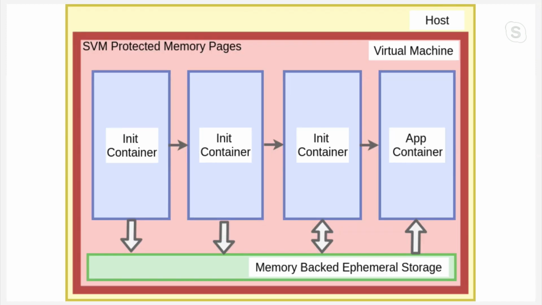So going back to the earlier flow, if you reimagine it, you have multiple init containers, you have app containers, you have the same memory-backed ephemeral storage, but now it's running inside SVM protected memory pages. So everything that you see inside the red thick border is protected from the host. There is nothing visible. Any init container that writes onto or reads from the ephemeral storage, or app container that might read from ephemeral storage, everything is confined within this red thick boundary, which the host is not able to see. Even if the host tries to take a memory dump of the VM, the pages will come encrypted, and there's nothing that the host can read.